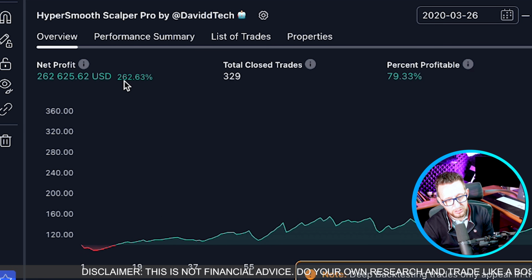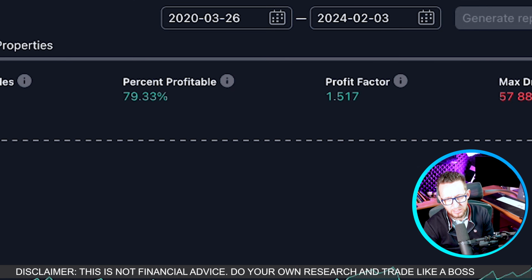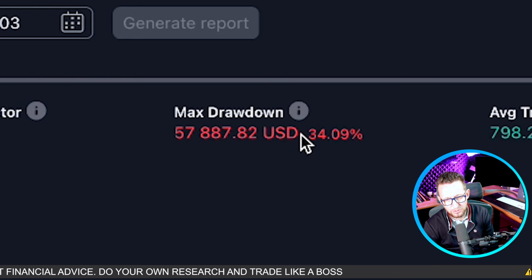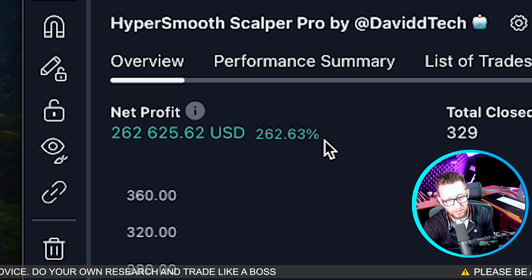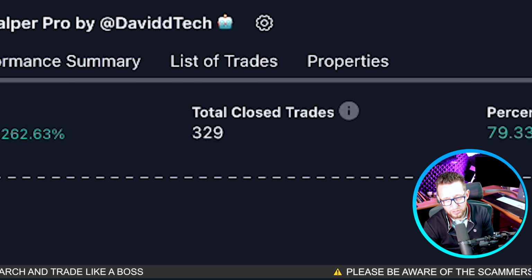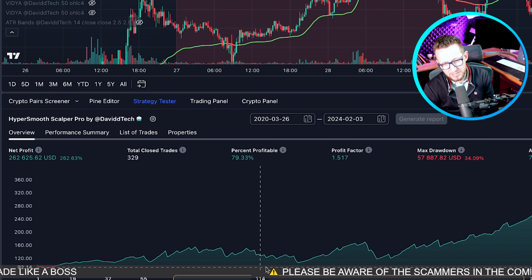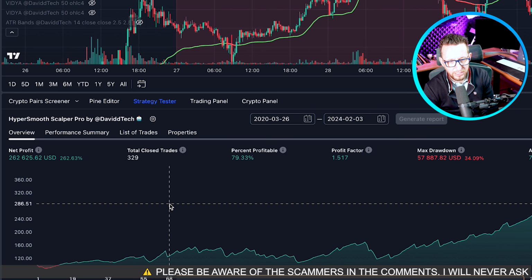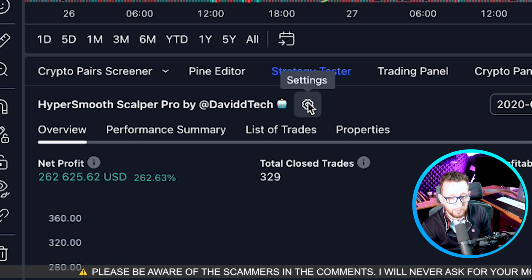is only 62%. We have a 34% drawdown, which is quite large in comparison to our net profit. We have 329 trades. So the equity curve, as you can see, dips a bit here, but is in general going in the right direction. It's hard to say whether this one would be a good one as well.